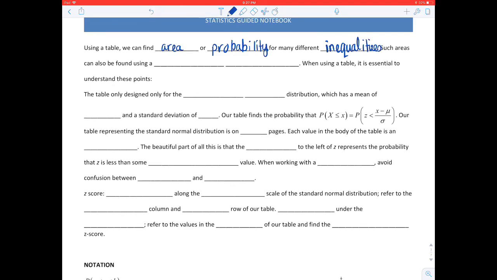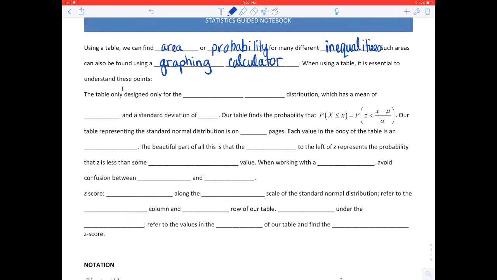Such areas can also be found using a graphing calculator, or a statistical software package like JMP that we've been using, and we'll explore that soon for these functions. When using a table, it's essential to understand these points. You need to understand this because you will be tested on how you'd use a table, because I believe that will further your understanding of this concept.